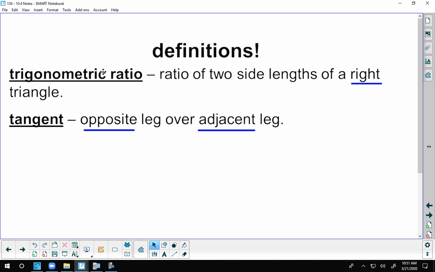So trig ratio, what is a trig ratio? It's a ratio, which just means a fraction comparing two numbers, of two side lengths of a right triangle. Now, trig ratios only work for right triangles. And we're going to compare two side lengths. So there are three trig ratios we're going to look at: sine, cosine, and tangent. And they are all different because they all are different depending on what side lengths you compare. Well, the tangent is comparing the opposite leg over the adjacent leg. So fill in those blanks: opposite over adjacent.